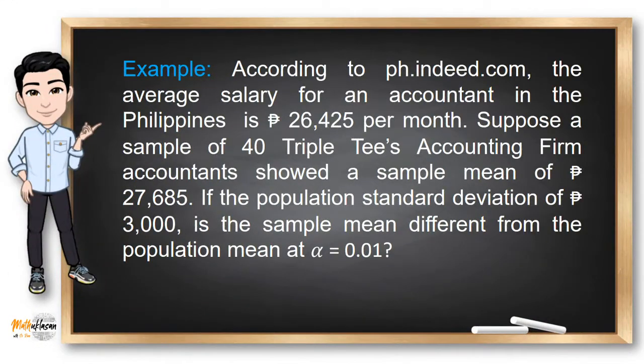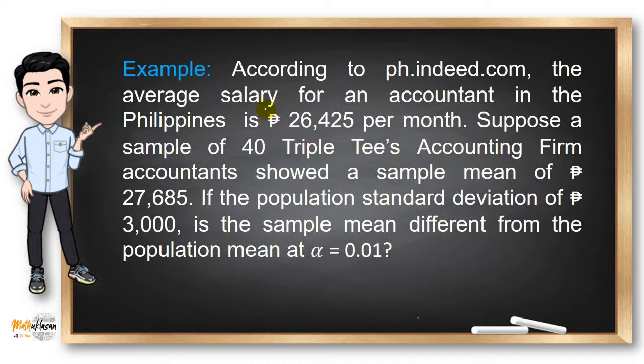Let's try this example. According to indeed.com, the average salary for an accountant in the Philippines is 26,425 per month. Suppose a sample of 40 Triple T's accounting firm accountants showed a sample mean of 27,685. If the population standard deviation is 3,000, is the sample mean different from the population mean at 0.01?